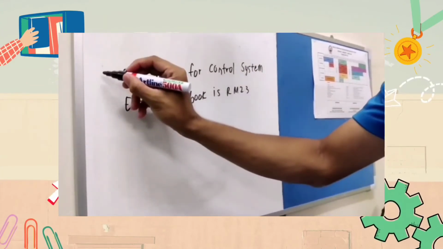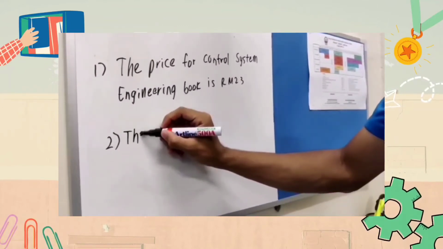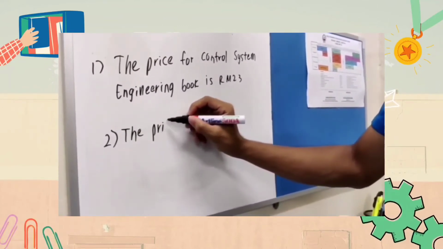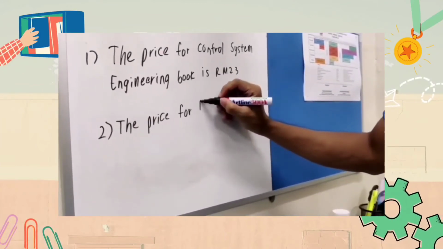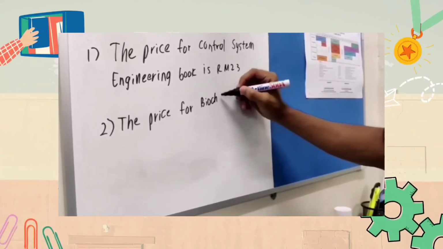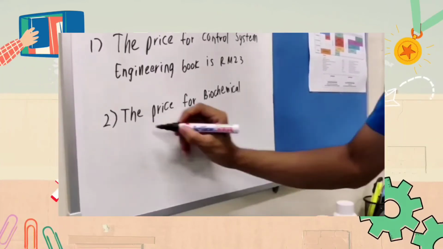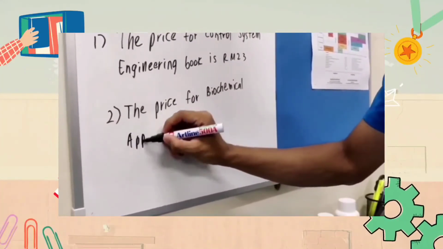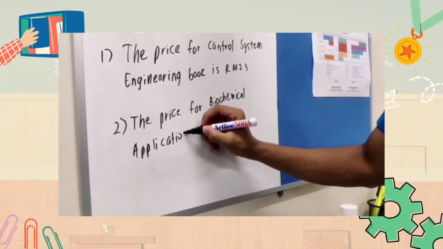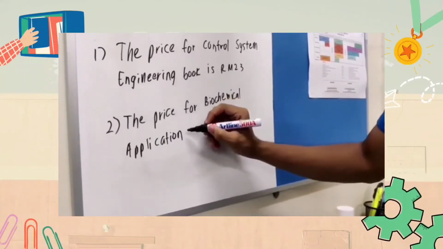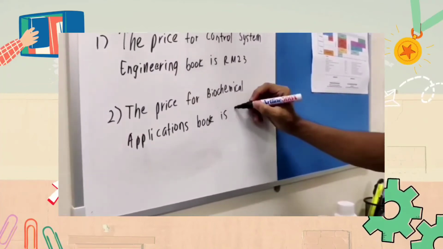The second is the price for the biochemical application book, which is RM 29.